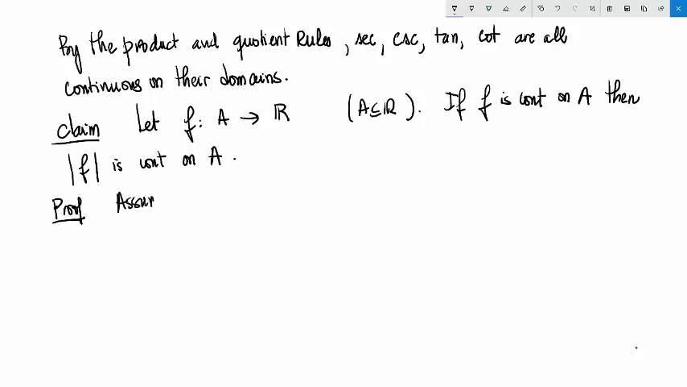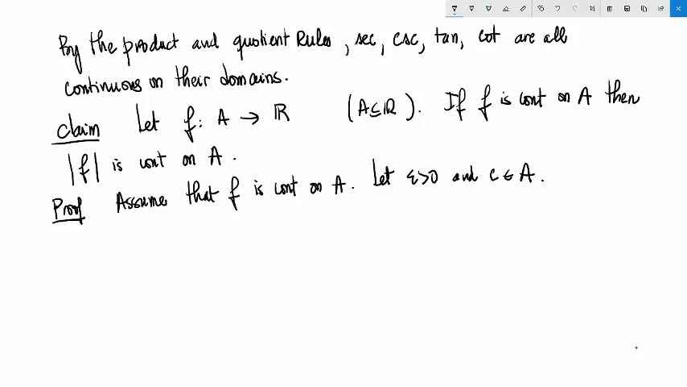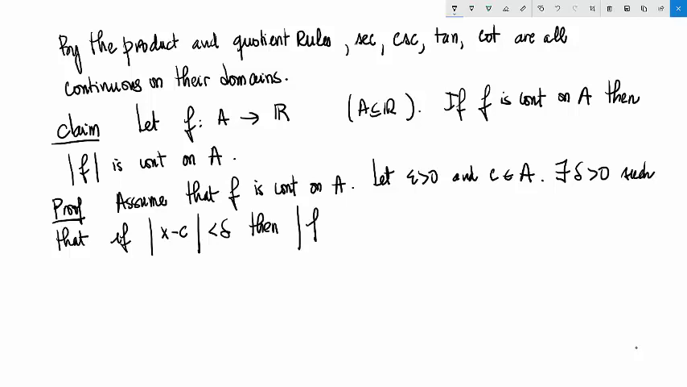So assume that f is continuous on A. Let epsilon be a positive number, and suppose that c is an element of A. Then by assumption there exists delta, which is a positive number, such that if the distance between x and c is less than delta, then the distance between f of x and f of c will be less than epsilon.